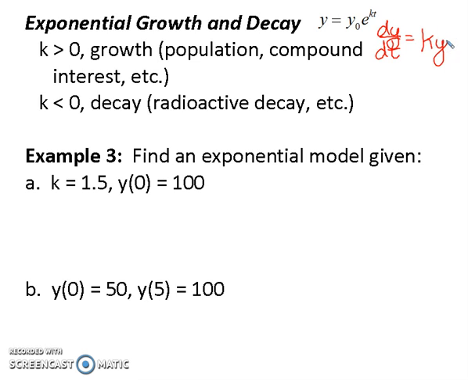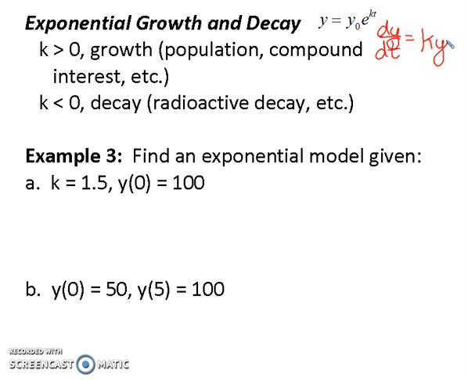So if k is greater than 0, as previously discussed, it would be considered an exponential growth function. Some examples of that would be population growth, compound interest, spread of disease. K less than 0 is a decay function, and one of the most common examples of that would be radioactive decay.